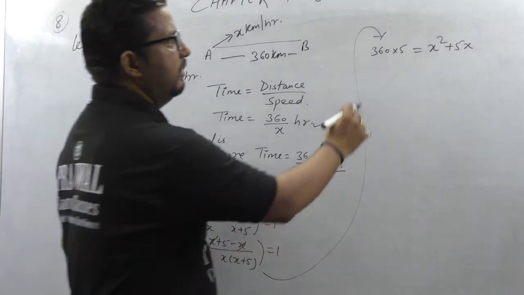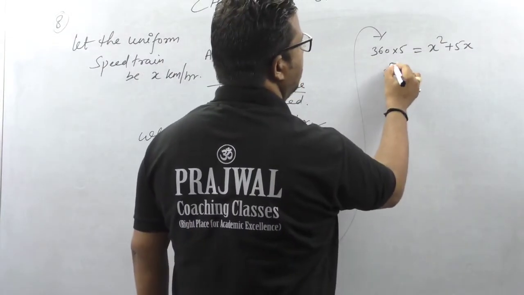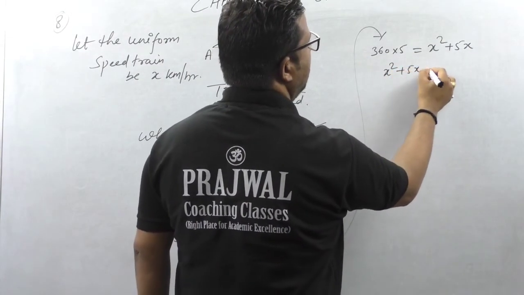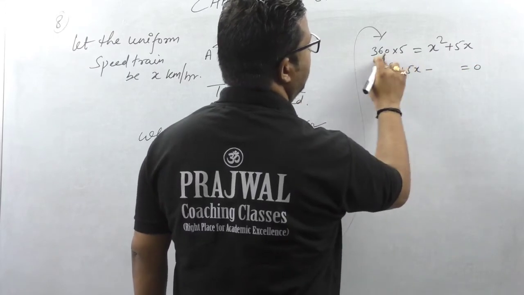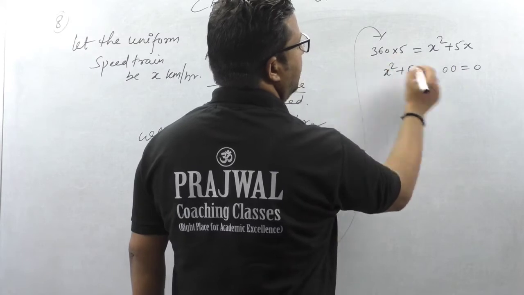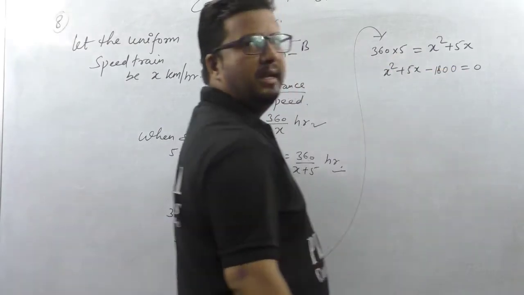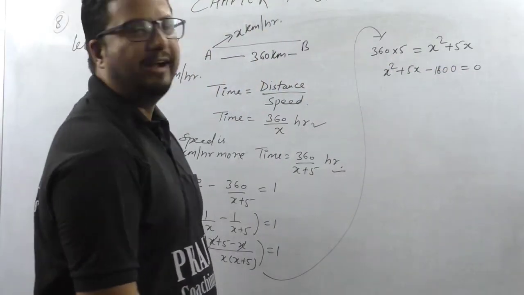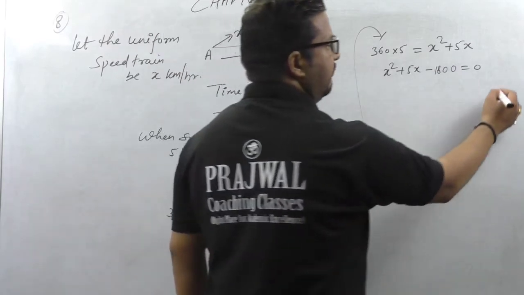Now we have to simply solve. I am shifting this value that side. So it will be x square plus 5x minus 1800 equal to 0. We have to multiply 360 into 5: 5 into 6 is 30, carry 3, 5 3 is 15 and it is 18, so 1800. Alright, now we have to find the factors of it. So we can easily factorize it.